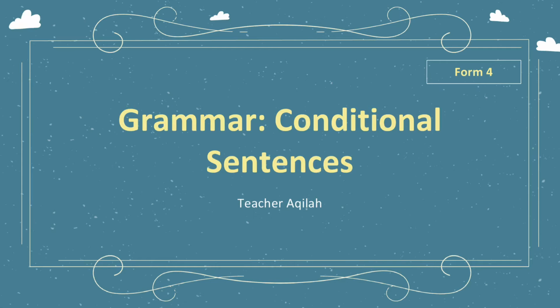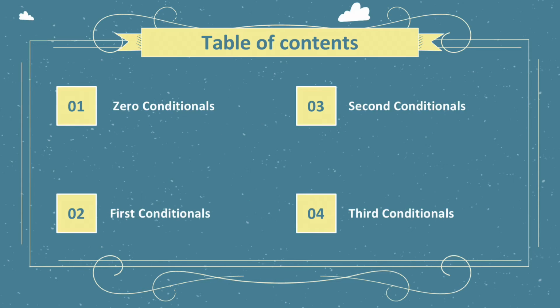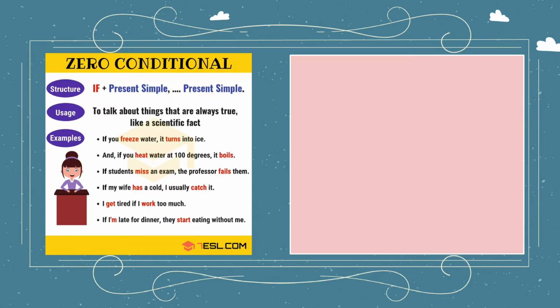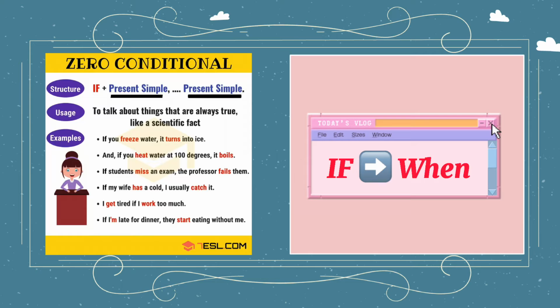Grammar: conditional sentences. In these conditional sentences, we are going to learn zero conditionals, first conditionals, second conditionals, and third conditionals. Firstly, zero conditional. The usage of zero conditional is to talk about facts. The structure is if plus present simple with present simple. The word if in this conditional can be replaced by when without changing the meaning.